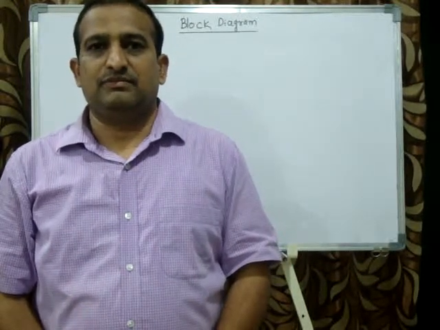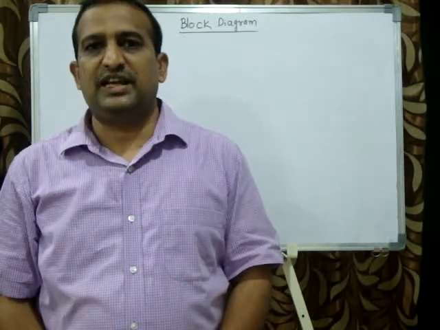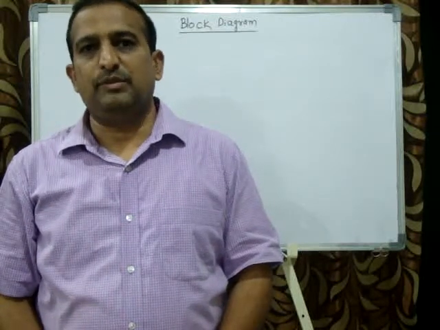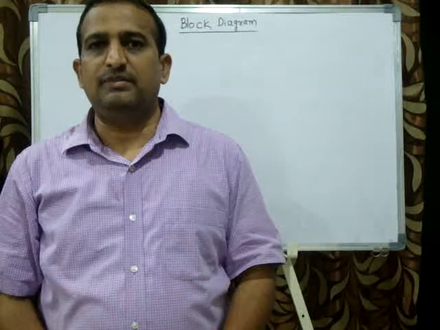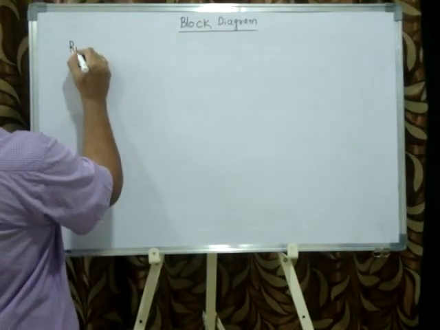In this lecture, we have to see the block diagram reduction rules, the remaining 5 rules. In the previous lecture, I have covered 5 rules. The total are 10 rules, so 5 are remaining. So, I will start with rule number 6. What is rule number 6?